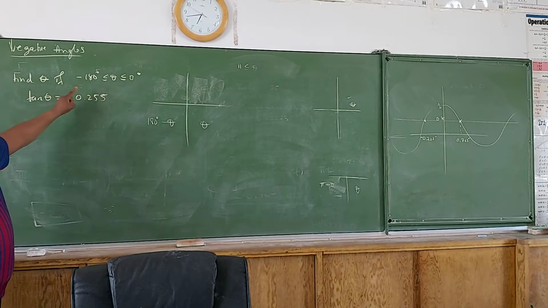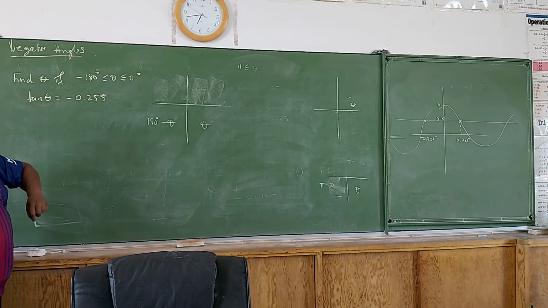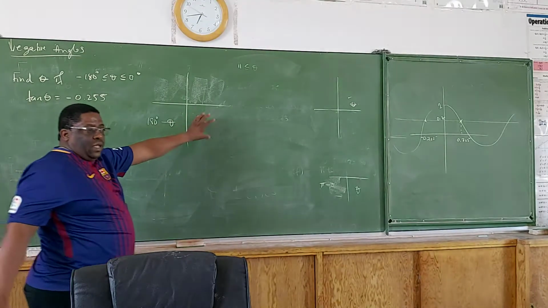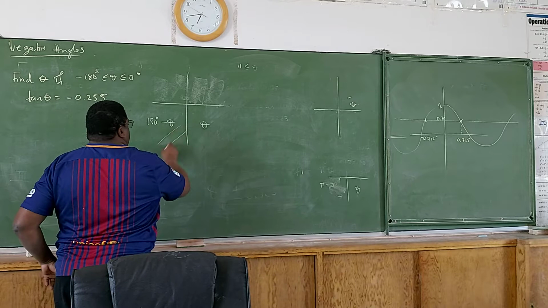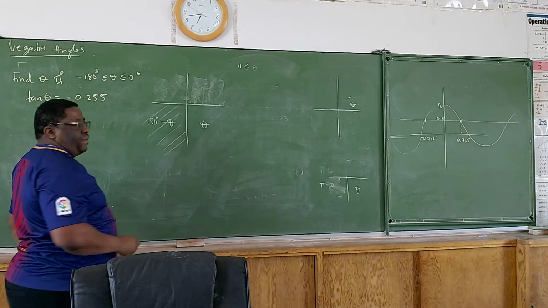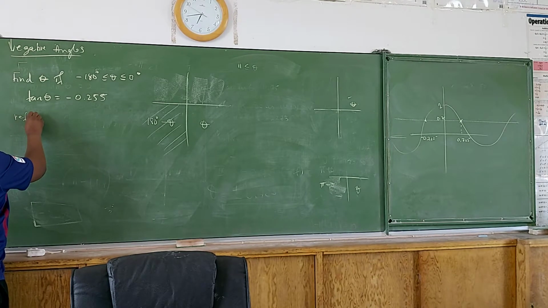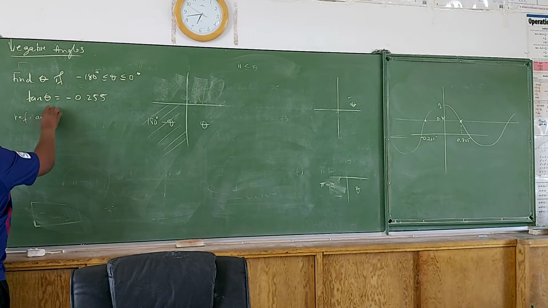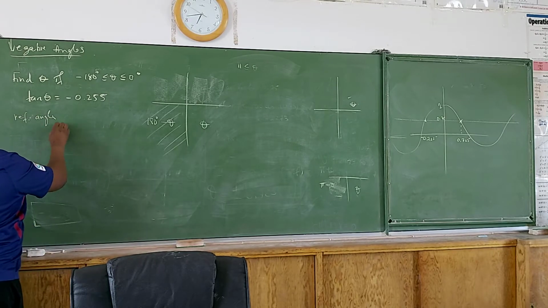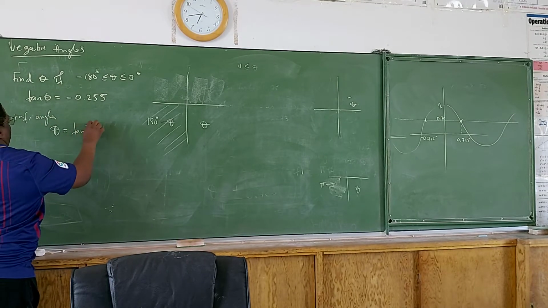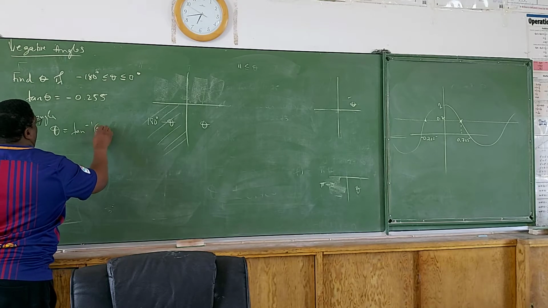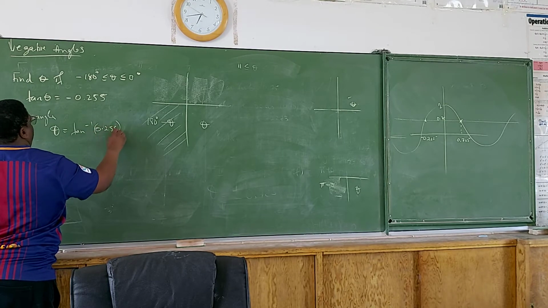But in which quadrant is the tangent negative? Exactly, in the fourth quadrant. So we are not going to consider this particular part as well. You understand? So whatever we calculate, our theta will be our answer, with a minus attached to it. Alright, so if we find our reference angle, it is going to be inverse tan of 0.255.